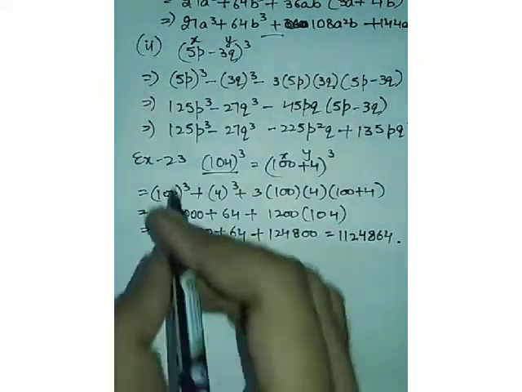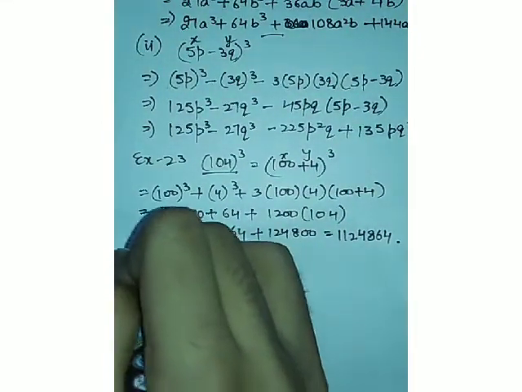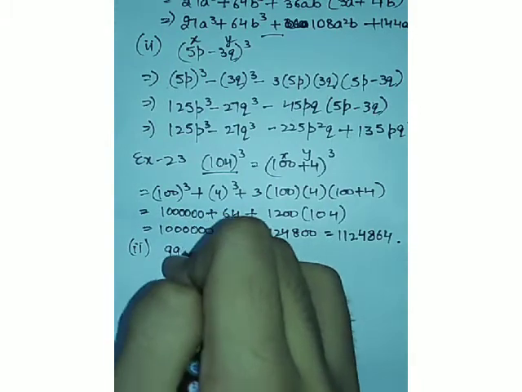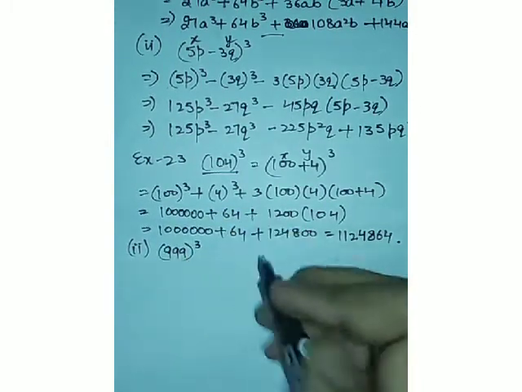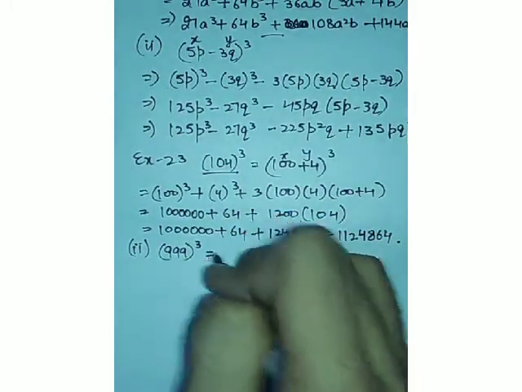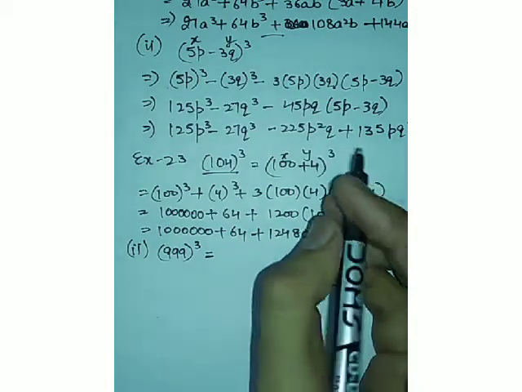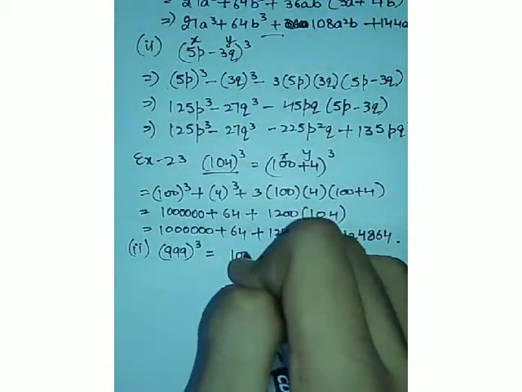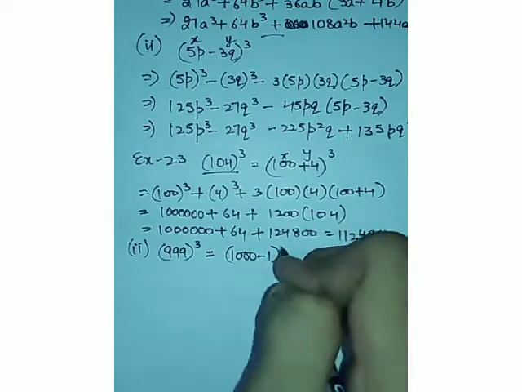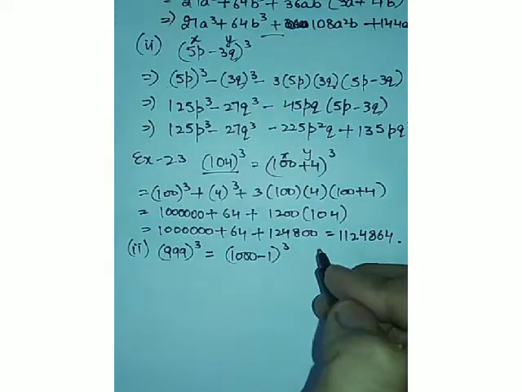Now here is one more sum like this. In the second part, you have to solve 999 cube. Now the nearest whole number is 1000, but you cannot add anything to 1000 here, but you can subtract 1 from 1000. You can write it as 1000 minus 1 cube, right?